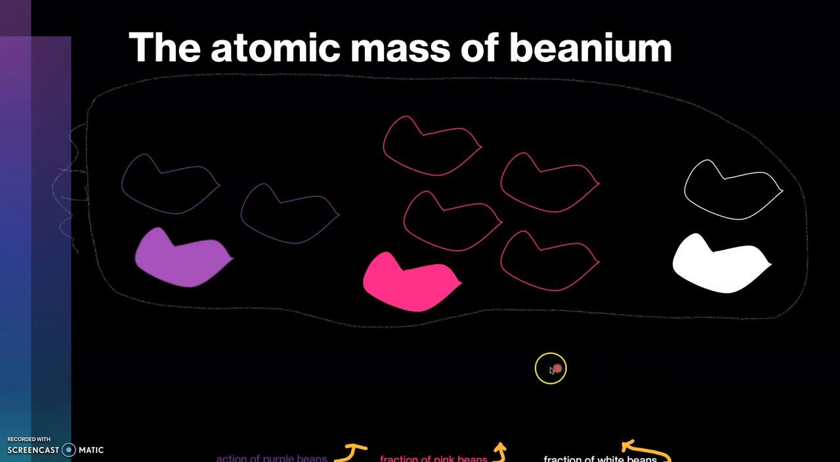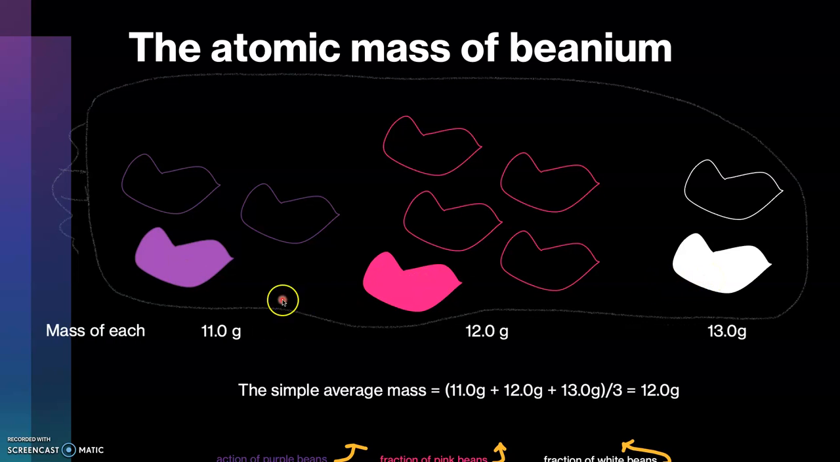Let's look at an example. Assuming I have a bag of 10 beans: purple, pink, and white. Each of the purple beans has a mass of 11.0 grams. For the pink, it's 12.0 grams, and for the white, the mass is 13.0 grams.